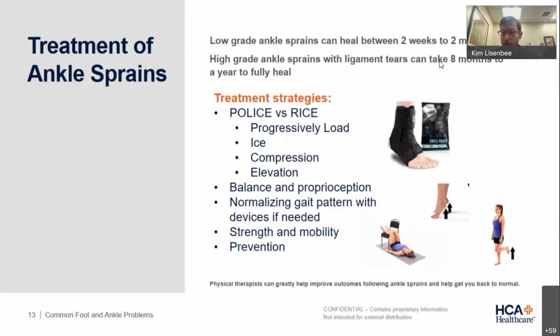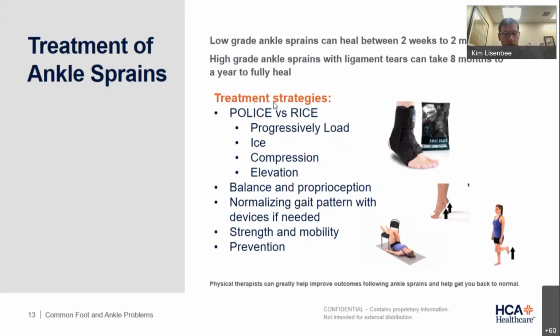General healing timelines, like I mentioned earlier, if you have a low grade, it's between 2 weeks to 2 months. High grade ankle sprains with ligament tears or with bony involvement can take 8 months to a year to fully heal. And that's just tissue healing. Pain-wise, things tend to be a little bit quicker. That depends on how you're rehabbing it.